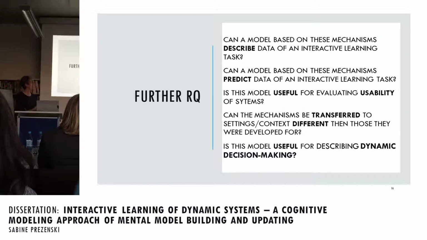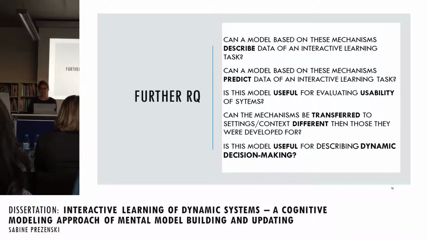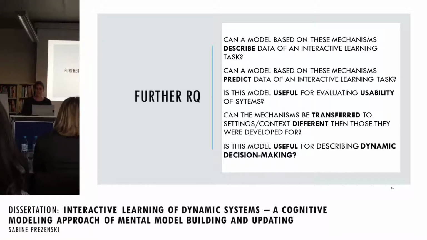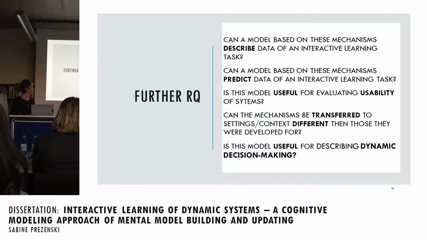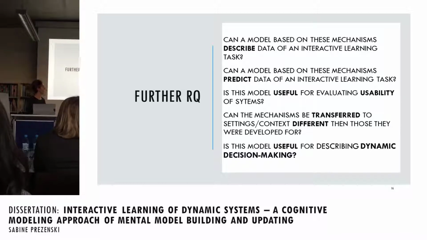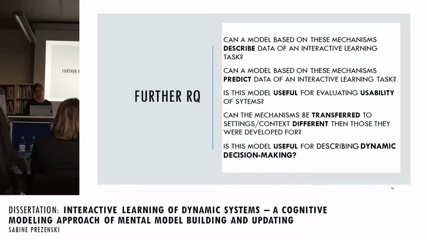Is this model useful for evaluating the usability of systems? Can the mechanisms be transferred to settings, contexts different than those they were developed for? And finally, is this model useful for describing dynamic decision making?